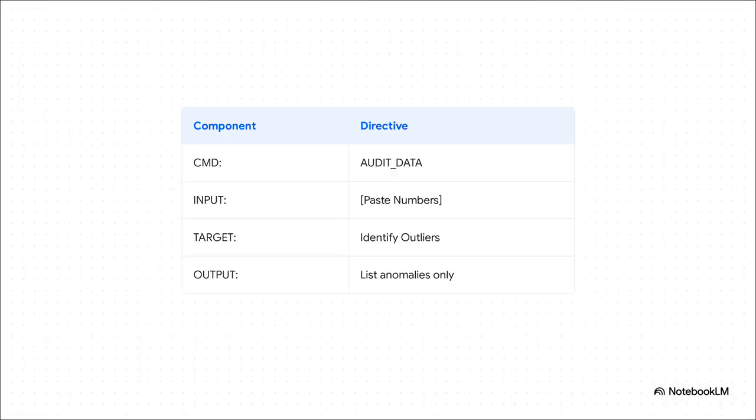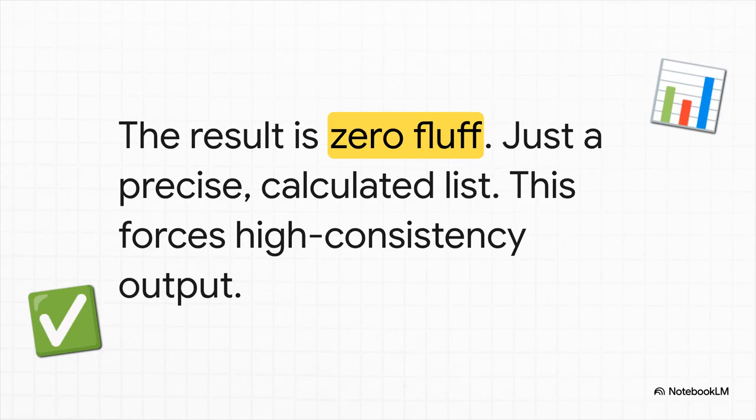Now, look at this. The strong signal, we've completely transformed it into a statement of intent. The command is to audit the data. We tell it what the input is. The target is super specific. Identify statistical outliers, anything greater than 2 standard deviations. And the output format is locked. I want a list of anomalies only. This isn't a conversation. It's a straight-up calculation. And what's the result? You get exactly what you asked for. A clean, calculated list. No opinions, no, sure, I can help with that, just the data. This is how you force a high-consistency, low-variance output from the machine every single time.